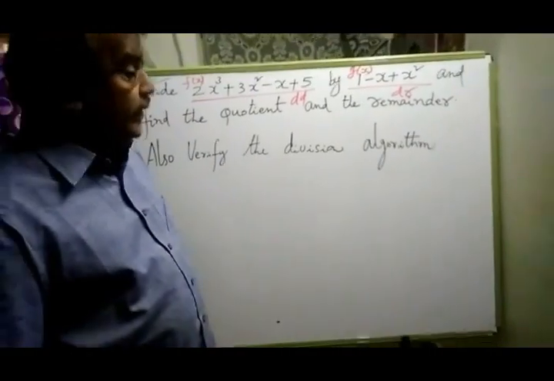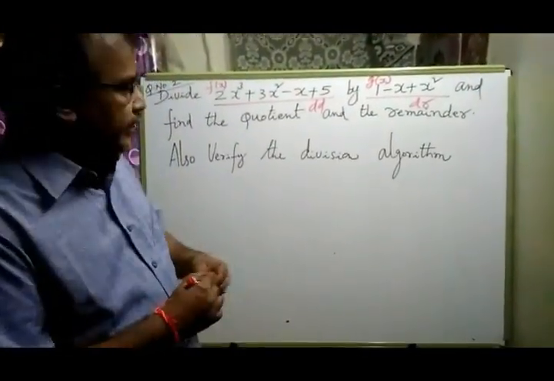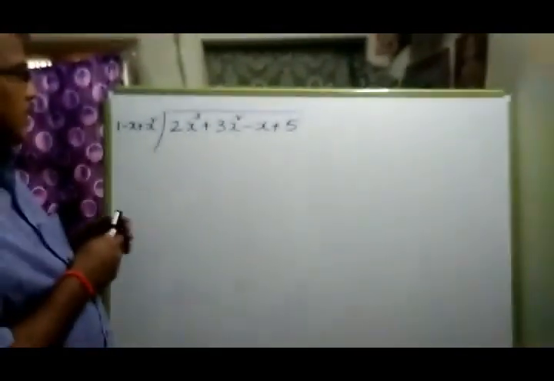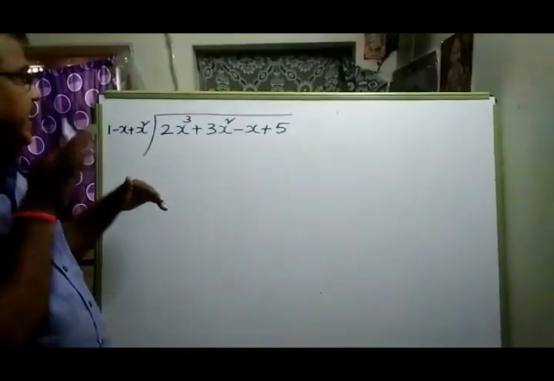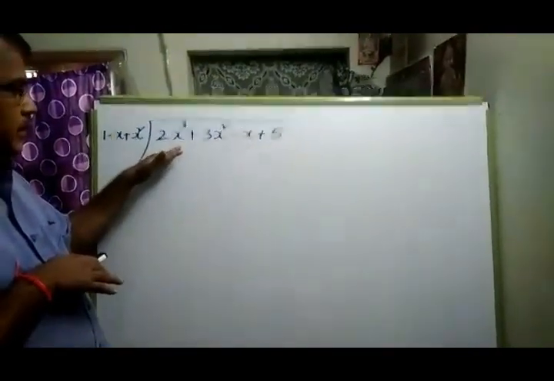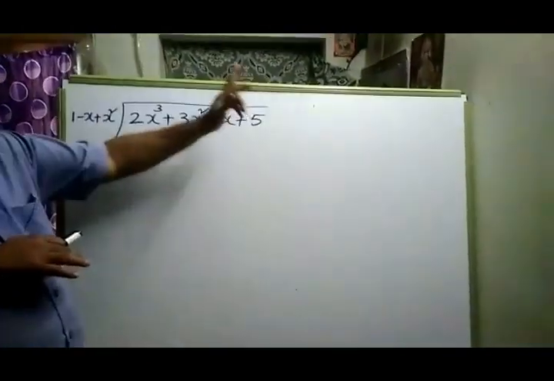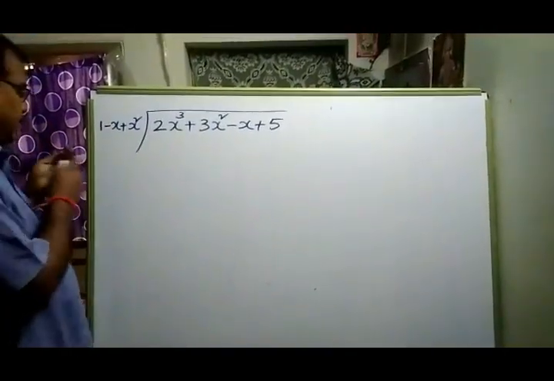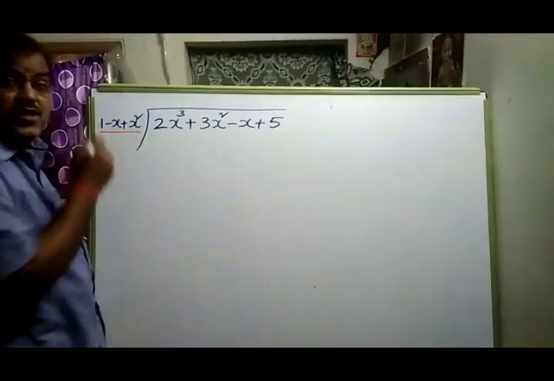Now we are going to find the quotient q of x and the remainder r of x. We'll go for the long division method. This is the dividend and this is the divisor. First of all, check whether both dividend and divisor are in standard form or not. The dividend is in standard form: the powers are 3, 2, 1, 0. So here it is no problem. But coming to the divisor, it is not in standard form.